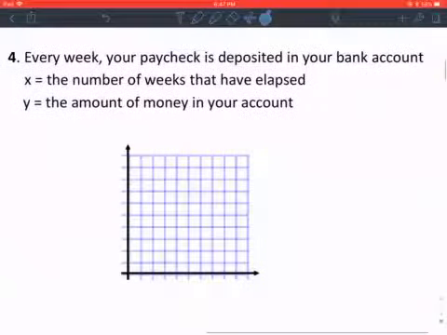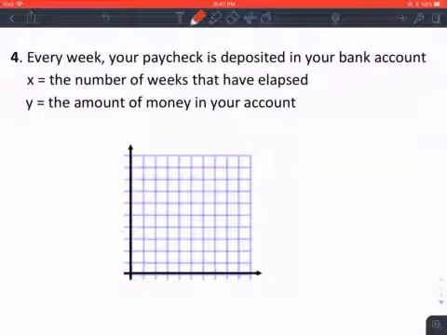And then let's take a look at number 4. Number 4 says every week your paycheck is deposited into your bank account. X is the number of weeks that have elapsed, and Y is the amount of money in your bank account.